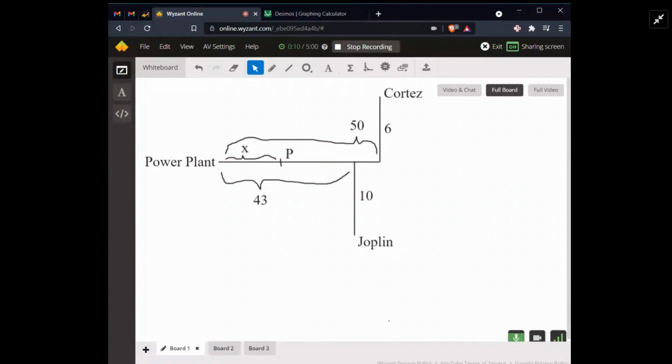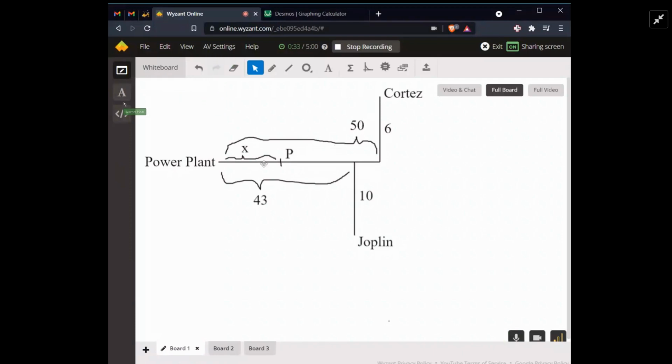So let's try and tackle this problem. Usually what I do with word problems is that I try and draw out the situation that they're describing. And that helps me visualize it and also gives me a way to actually come up with a solution a little easier. So what I've drawn here is I have the power plant, 50 miles to the east of that power plant, and then 6 miles north from the freeway, I have the town of Cortez.